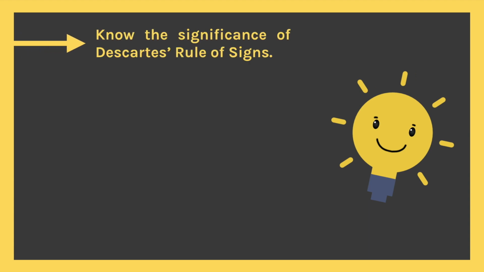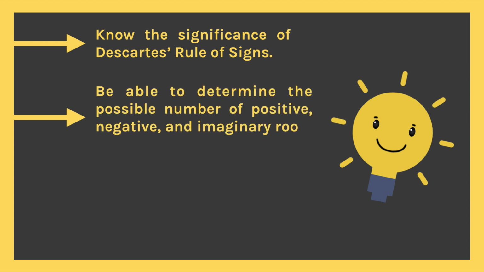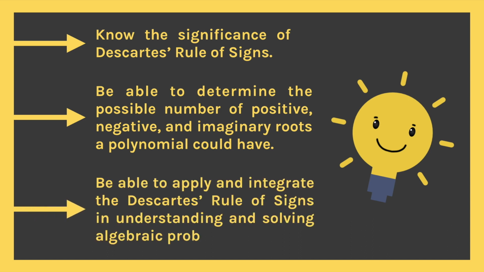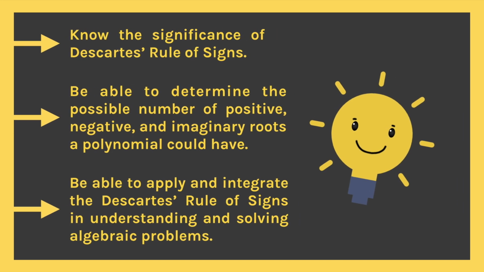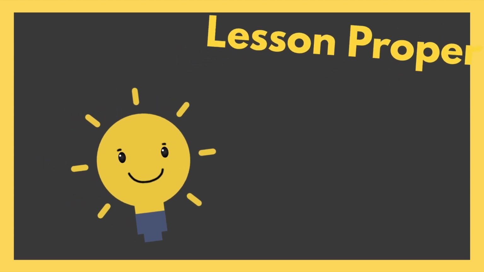First, know the significance of Descartes' rule of signs. Second, be able to determine the possible number of positive, negative, and imaginary roots a polynomial could have. Lastly, be able to apply and integrate the Descartes' rule of signs in understanding and solving algebraic problems. So, what are we waiting for? Let's now move on to the lesson proper.